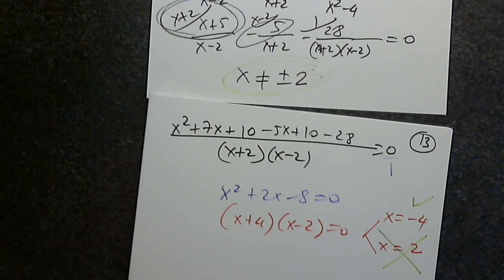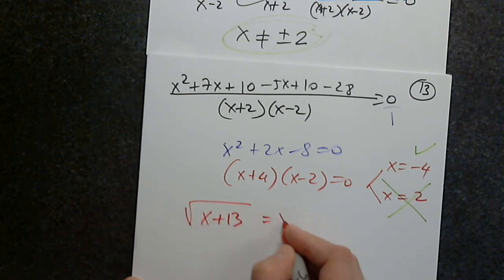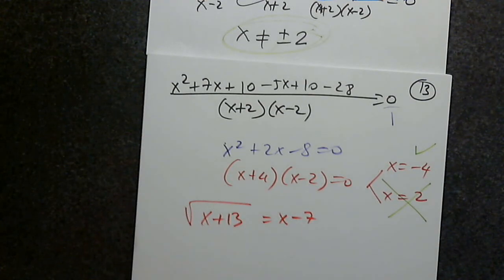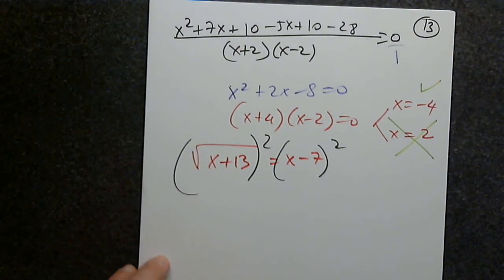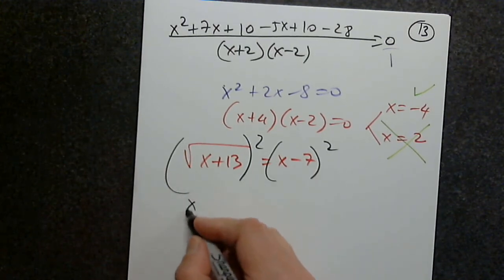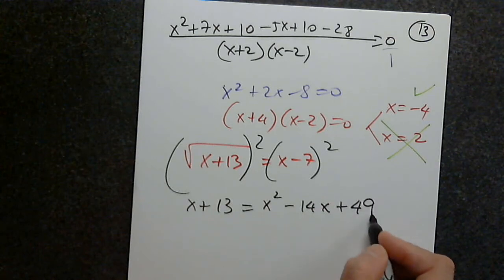Oh, there is no radical here. Here it is. So the square root of x plus 13 equals x minus 7. Remember, the radical has to be isolated on one side, and it is. And please be careful when you square the right-hand side, how many terms will you get? Yes, excellent. So x plus 13 equals x squared minus 14x plus 49.